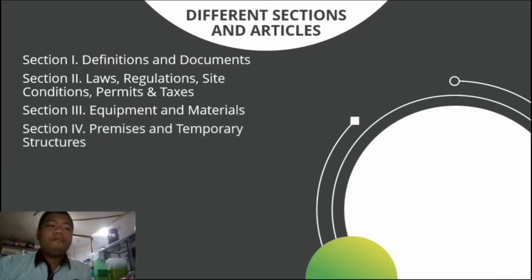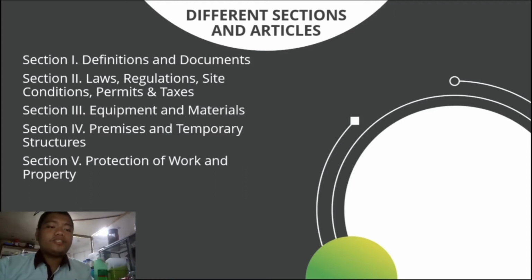Section 4, Premises and Temporary Structures. Under Section 4 are Article 14, Use of Premises, and Article 15, Temporary Structures and Facilities. Section 5, Protection of Work and Property. Under this section are Article 16, Protection of Work and Owner's Property; Article 17, Protection of Adjacent Property and Existing Utilities; Article 18, Protection of Life, Work, and Properties during an Emergency.